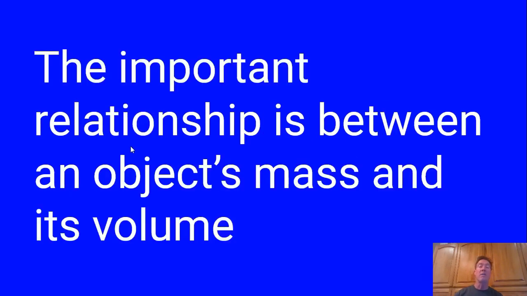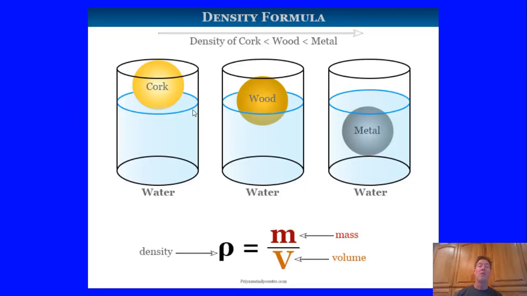So the important relationship is between an object's mass and its volume. So if we look at water, a cork, which is very, very light given its volume, floats very high in the water. Wood, which is heavier than cork, floats a little bit lower, but it's still buoyant. And a metal sphere that is the same size as the cork or the wood is going to sink. So the density of cork is less than the density of wood, which is less than the density of metal.